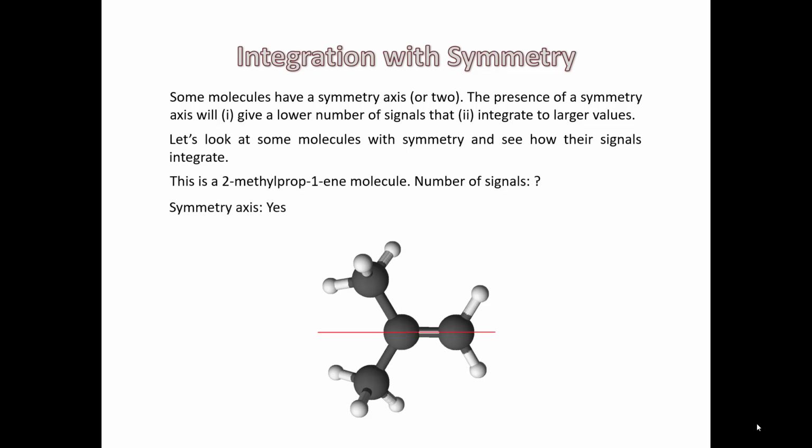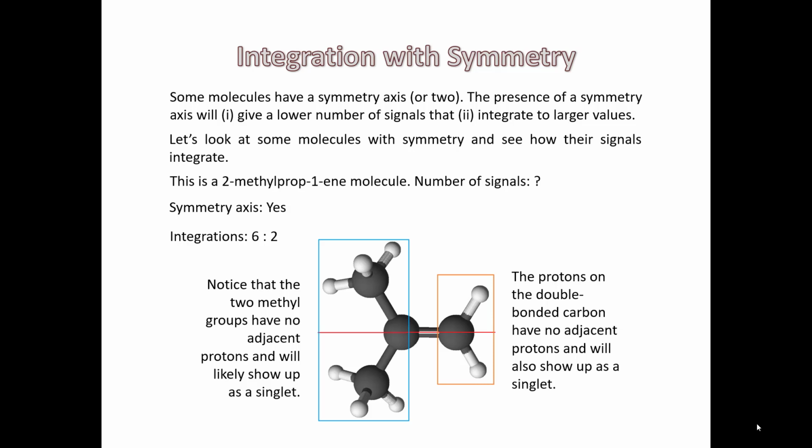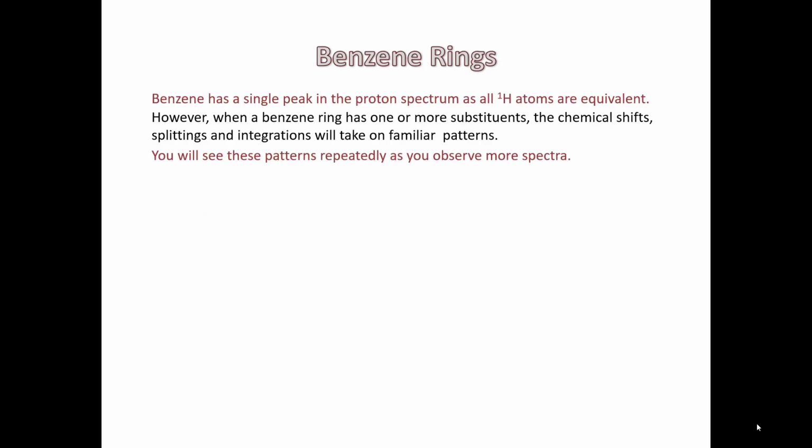Is there a symmetry axis? Yes. That means that the 2 methyl groups are equivalent. We'll give 1 signal. The protons on the carbon that's double bonded are equivalent. We'll give 1 signal. So we would expect this to integrate 6 to 2. Now notice, from what we know before, that the 2 methyl groups have no adjacent protons, which means they'll show up as a singlet. Similarly, the protons on the double bonded carbon have no adjacent protons, and they'll also show up as a singlet.